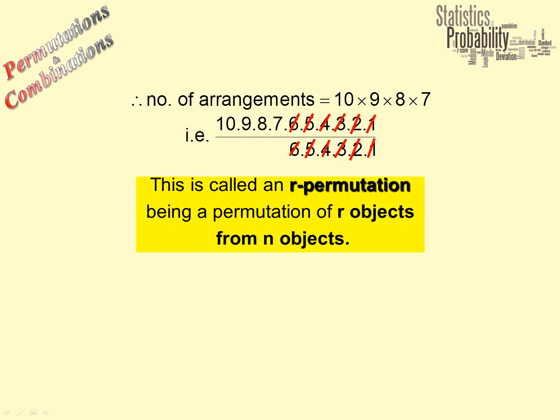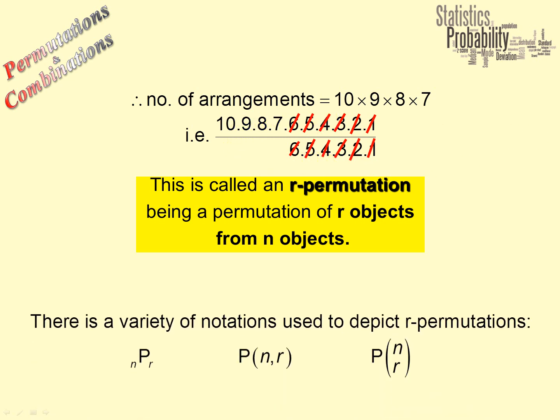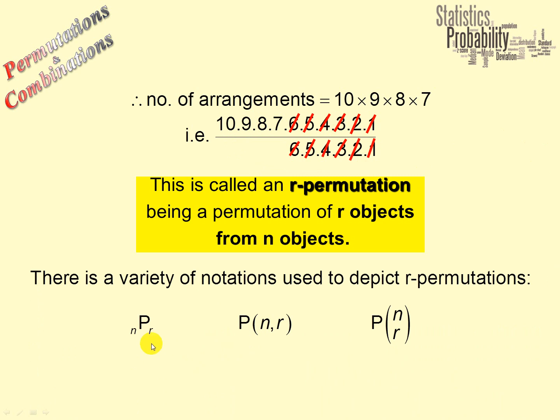That is called an r permutation, the permutation of r objects from n objects. So we're doing a permutation of 4 objects from 10, 4 books from 10. Here the notations used, nPr. It could be superscript n, subscript Pr. There's another one. We'll use the first one. And nPr means n factorial over n minus r factorial.